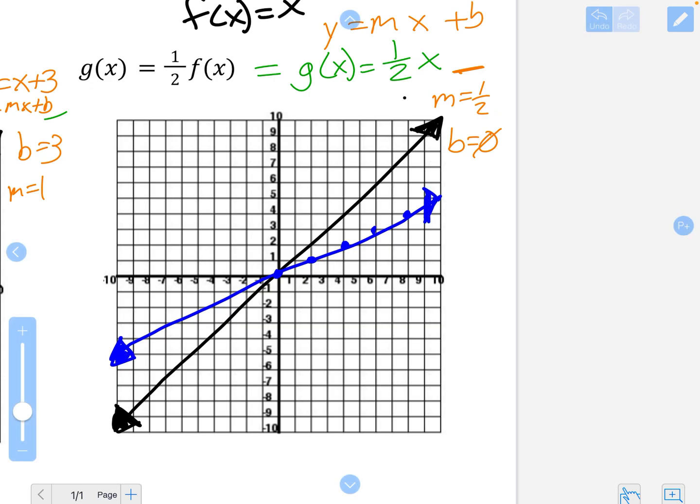And when we talk about less steep, it would be an easier hill to climb. So g of x is less steep, meaning that if it was a hill, it would be much easier to climb. If it was more steep, if it was a hill, it would be much harder to climb.